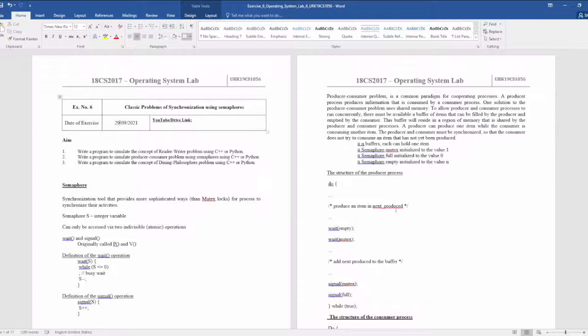One solution for this problem is that we use shared memory for both producer and consumer. To allow the producer and consumer to run concurrently, there must be a buffer of items that can be filled by the producer and emptied by the consumer. This buffer will reside in a region of memory that is shared by the producer and the consumer. The producer can produce simultaneously while the consumer can consume if we use this buffer method. Through this method, they can be synchronized so that the consumer cannot consume an item that has not yet been produced by the producer.